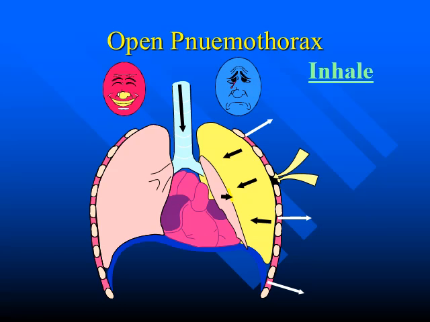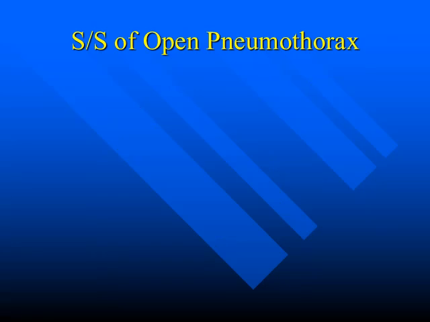And one more picture here, and see how this shows you that the lung is almost nothing. There is so much air and probably blood in that pleural space at this point that the lung is not even functioning. Okay, so what are we going to see? Signs and symptoms of the patient with an open pneumothorax.